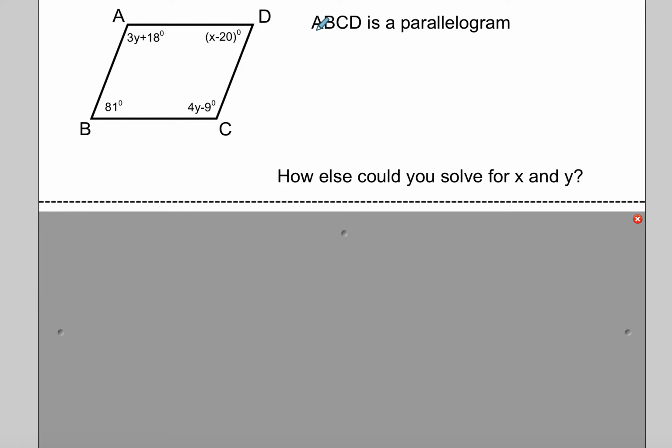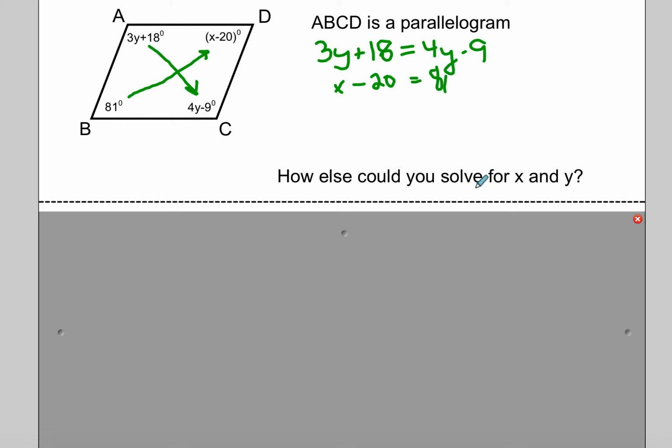Well, there's multiple ways, so the way that we do it together is not necessarily the only right way, but the way that jumps out to me is I remember that the opposite angles in a parallelogram are congruent. So one thing that I could do is set these different angles equal to each other and then solve. If A and C are congruent, then that means 3y plus 18 and 4y minus 9 have to be congruent. And similarly, x minus 20 and 81 have to be congruent.